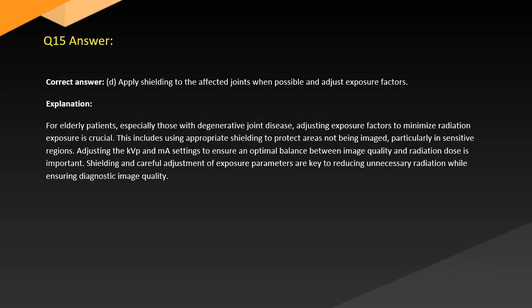Answer. Correct answer. D. Apply shielding to the affected joints when possible and adjust exposure factors. Explanation. For elderly patients, especially those with degenerative joint disease, adjusting exposure factors to minimize radiation exposure is crucial. This includes using appropriate shielding to protect areas not being imaged, particularly in sensitive regions. Adjusting the kVp and settings to ensure an optimal balance between image quality and radiation dose is important. Shielding and careful adjustment of exposure parameters are key to reducing unnecessary radiation while ensuring diagnostic image quality.